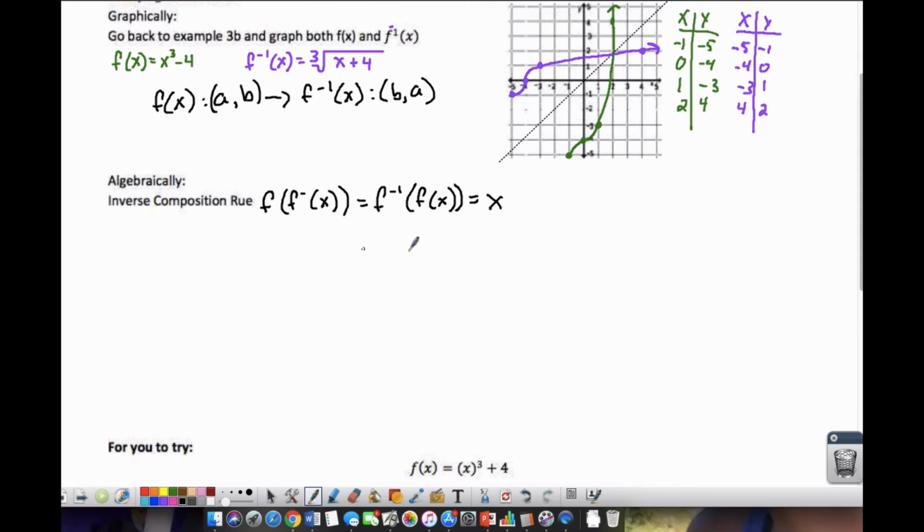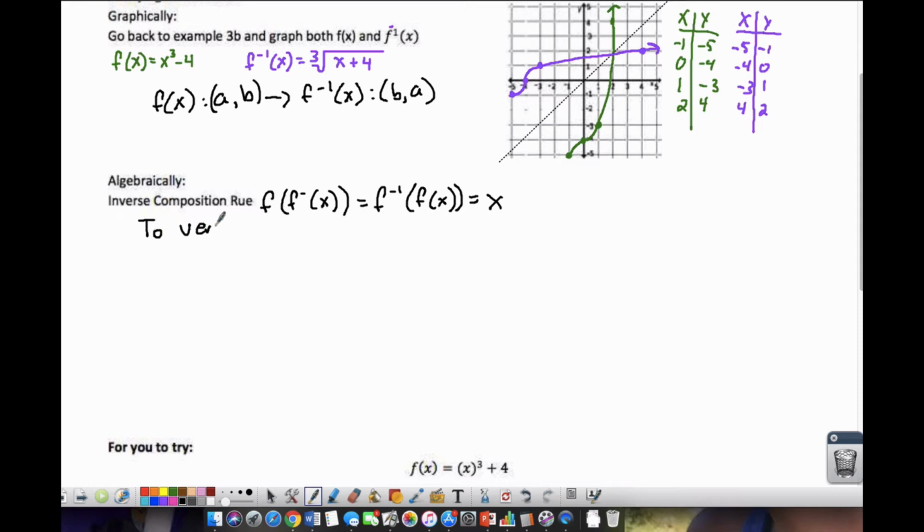Okay, this big long statement, copy it down, and then let's talk about it. So pause it, get it down, and then we'll talk about it. All right, so this is saying that if I plug in the inverse into the original, that's the same as plugging the original into the inverse because they will both be equal to x. So to verify, you're going to do both compositions. So let's actually write that down.